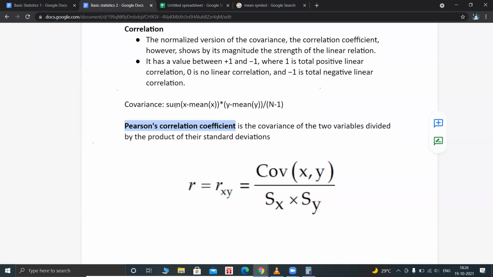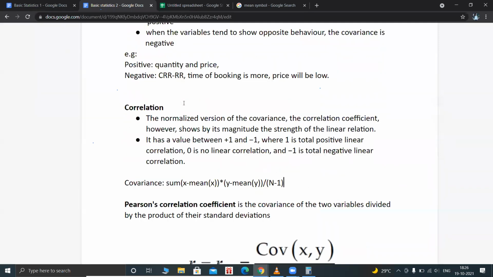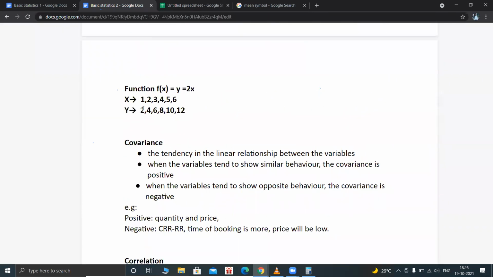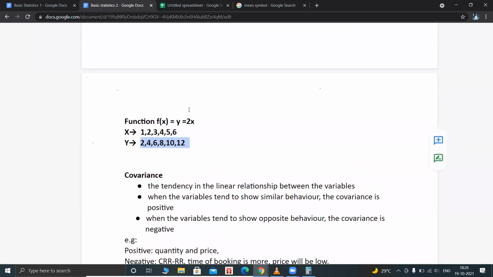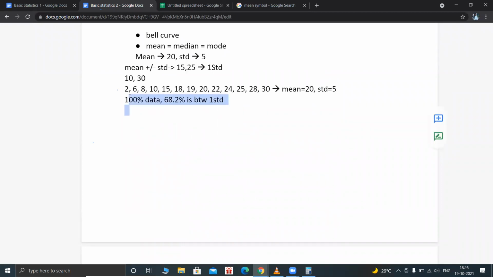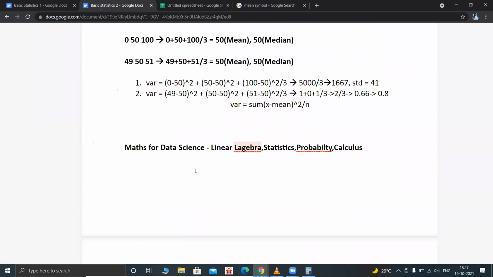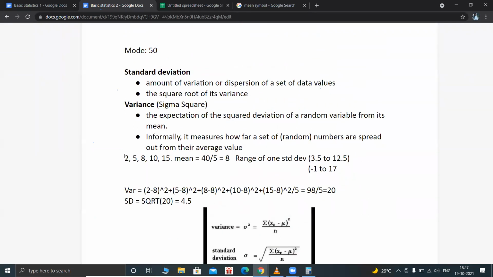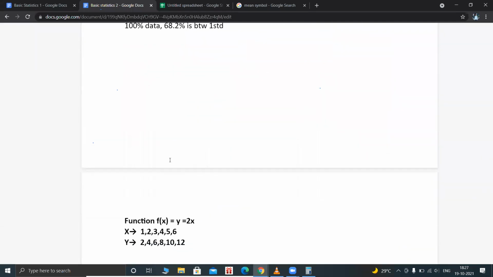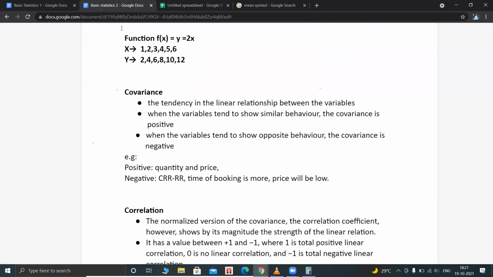The formula for covariance is this one: x minus mean of x, into y minus mean of y, divided by n minus 1. Is this clear, guys? If these are my data points, let me take the data points. Sorry, I am supposed to have two sets of data points, right? So if x and y are data points, let me copy these things.